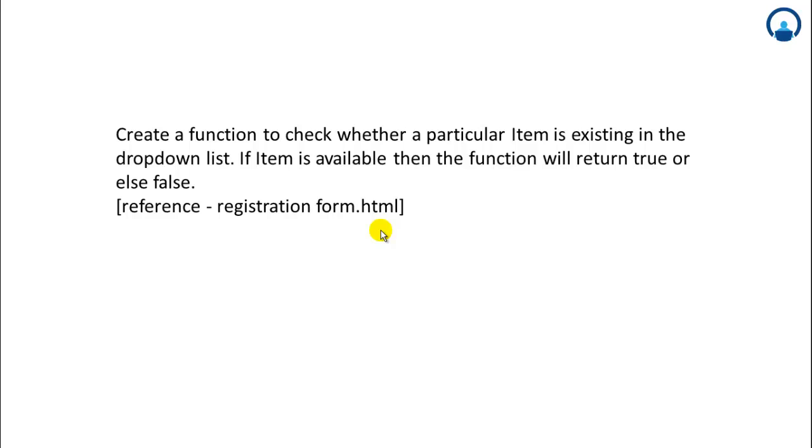Okay, so the registration form has a drop down list wherein we have to verify whether a particular item exists or not, and if it is available then the function will return true, or else false. So just have a basic idea of the question and frame it in your mind. What is the expectation from you? So basically we have to create a function which either returns true or false based on a certain condition, and the condition is whether the item is matching in the drop down list. Okay, so let's begin with it.